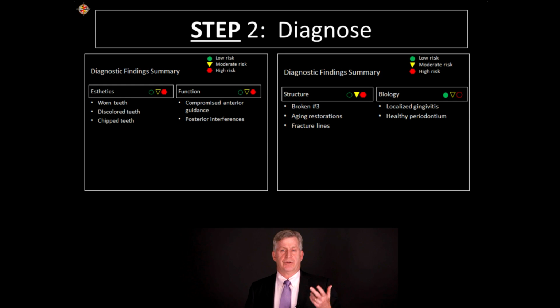And the diagnosis for her is in 4 categories. We do aesthetics, function, structure, and biology. And we color code that to elicit an emotional response from the patient, because they will react to red as severe and yellow as moderate, so they can understand the meaning of the risk that they have.